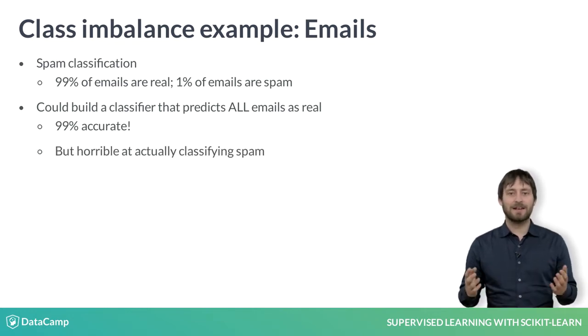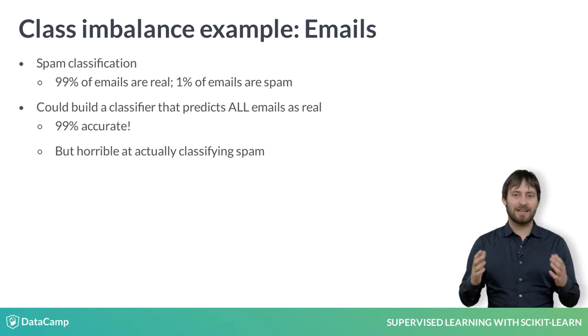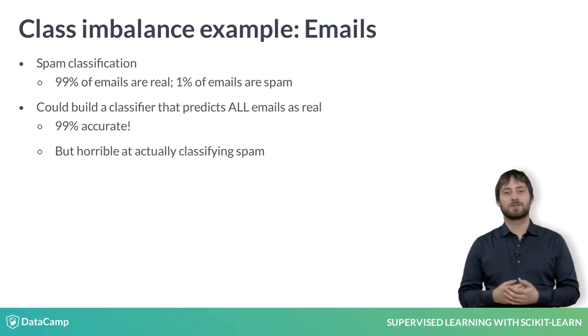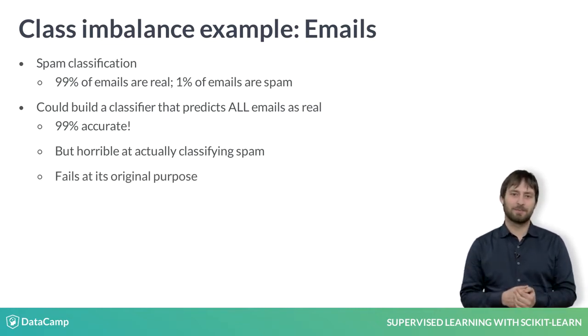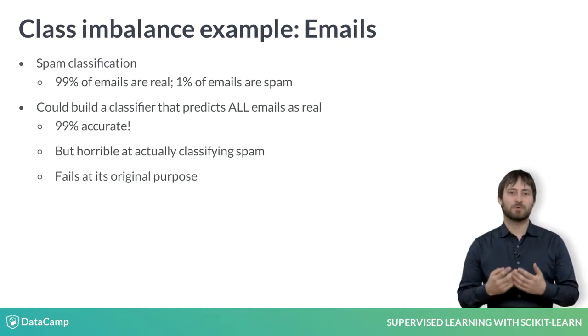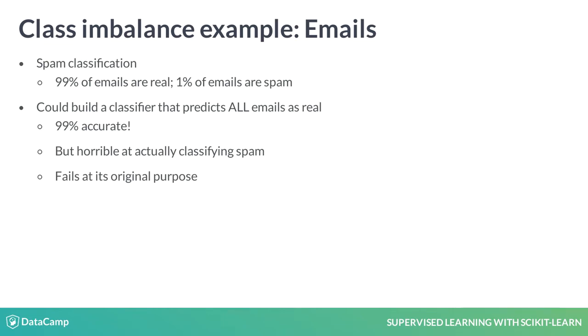However, this naive classifier does a horrible job of predicting spam. It never predicts spam at all, so it completely fails at its original purpose. The situation when one class is more frequent is called class imbalance, because the class of real emails contains way more instances than the class of spam. This is a very common situation in practice and requires a more nuanced metric to assess the performance of our model.